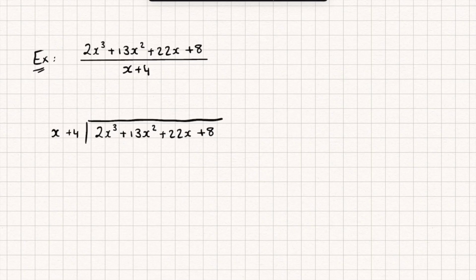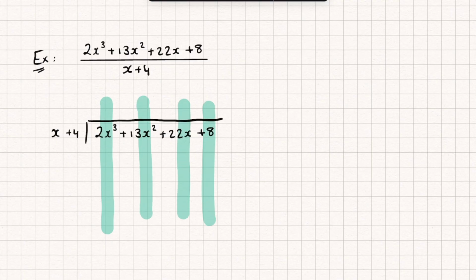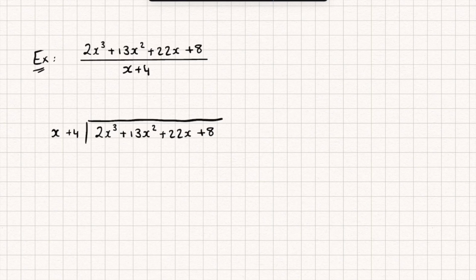Now for this, just to make it look a bit nicer, imagine there are columns here for the cubic terms, here for the quadratic terms, and so on. Just imagine there are columns for each one, because that's what we're going to be writing in. To start, you look at this term here, just x in this case, and we say, what do we need to multiply x by to take us to 2x cubed? That's pretty straightforward, that's just 2x squared.